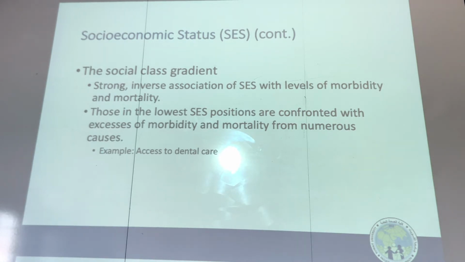The simplest example is access to dental care. As educated, clean people, we have to care about our teeth because your teeth are your health, okay. For poor people, dental care is their least priority, so that's why they tend to be susceptible to many diseases.